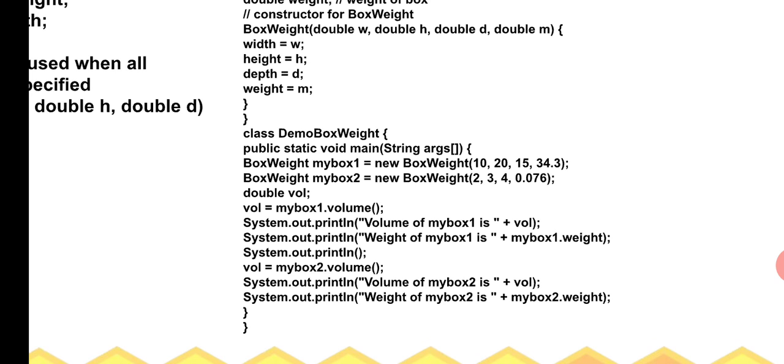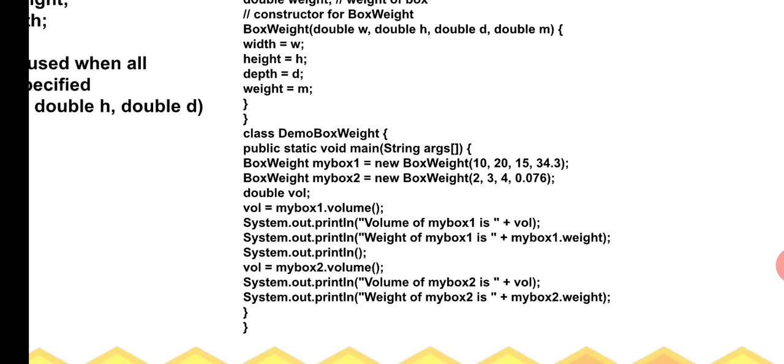Inside the class you have one main method. Inside the main method you are creating the object for BoxWeight, that is nothing but the second class, isn't it? So two objects are being created, myBox1 and myBox2. Now in myBox1 we pass 4 parameters to the BoxWeight class. What are the values? 10, 20, 15 and 34.3. So 10 will sit in W, 20 will sit in H, 15 will sit in D, and 34.3 will sit in M. The same value will be assigned to width, height, depth and weight.